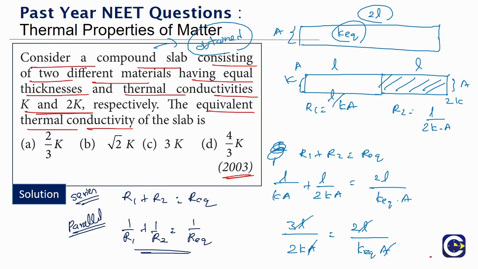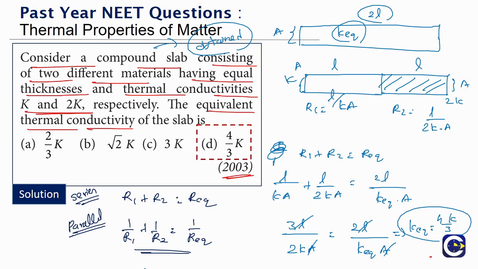So what do we have? Cross multiplying means K equivalent will be what? 4K by 3. This is what we'll get when we take a series arrangement. Okay, that's the answer that we can conclude.